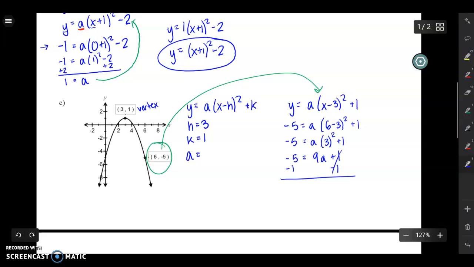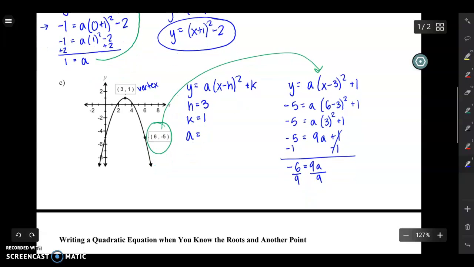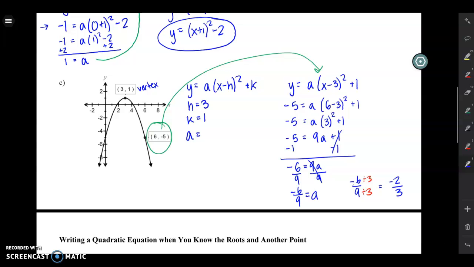I'll subtract 1 from both sides to get rid of that plus 1. Again, my goal here is to get a by itself. So -6 = 9a. If I divide both sides by 9, then I'll have -6/9 = a. Now, -6/9 is correct, but I am going to simplify that fraction too, just because it's always nice to simplify our fractions. I'll divide the top and the bottom by 3. I will get -2/3, and that is my a value.